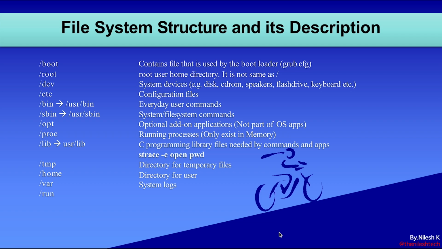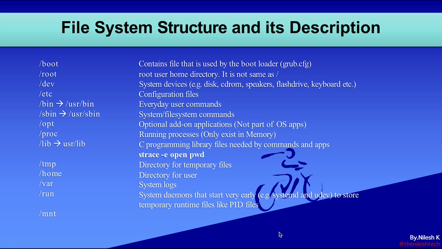Then we have /run. This is where the system daemons start up at very early stages, for example systemd and udev, to store temporary runtime files like PID or process ID files. And again, this will go away if the system is shut down. It's just to store those process IDs and keep track of them.